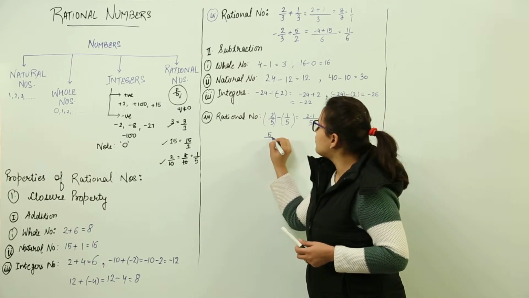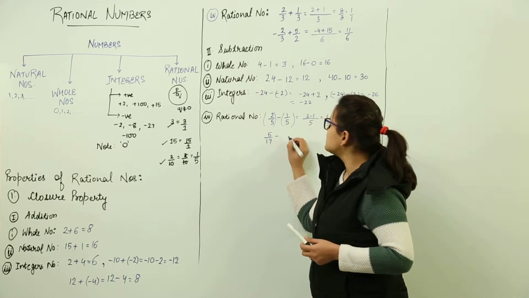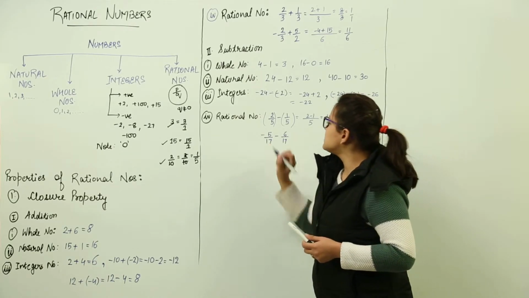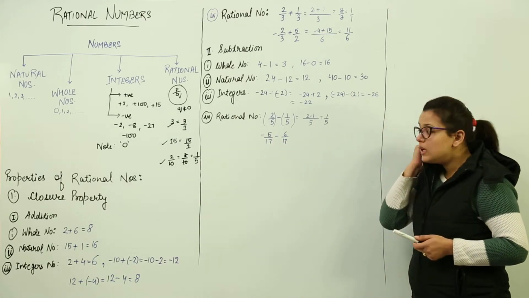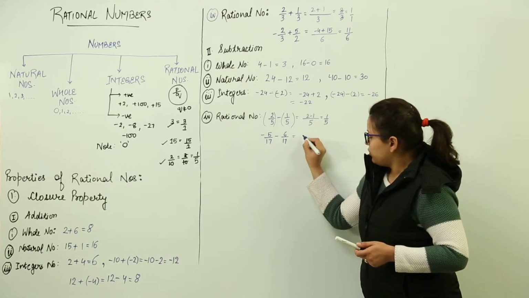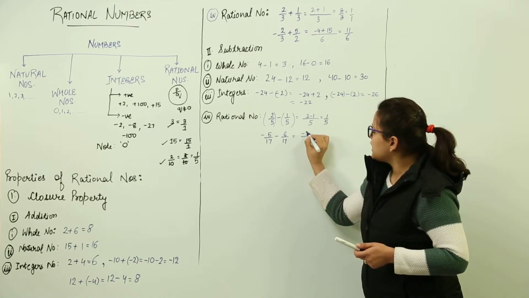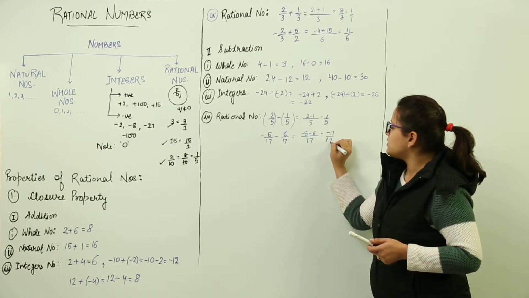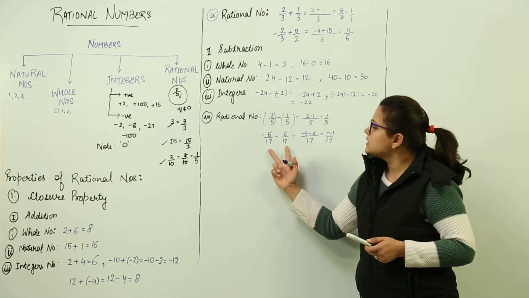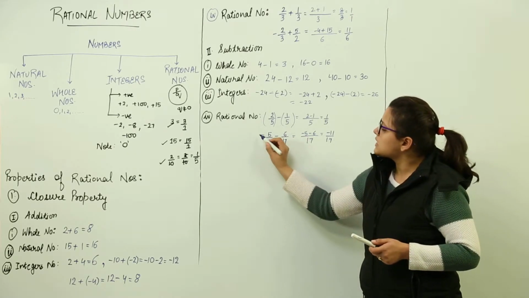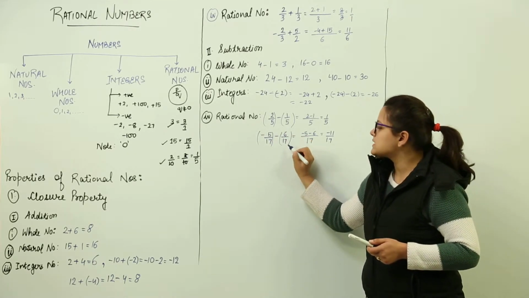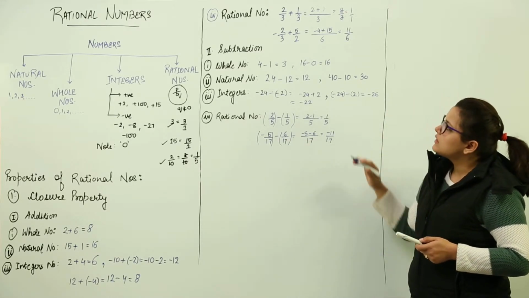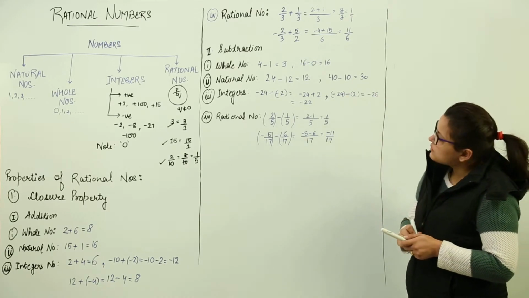Say 5 over 17 minus 6 over 17. Let us add another minus 5 sign over there. Now what do we get? We take the LCM as 17. We get minus 5 minus 6, minus 11 over 17. Again, when two rational numbers having a minus sign and a plus sign were subtracted, we get a rational number only. Again, this satisfies the closure property of subtraction.